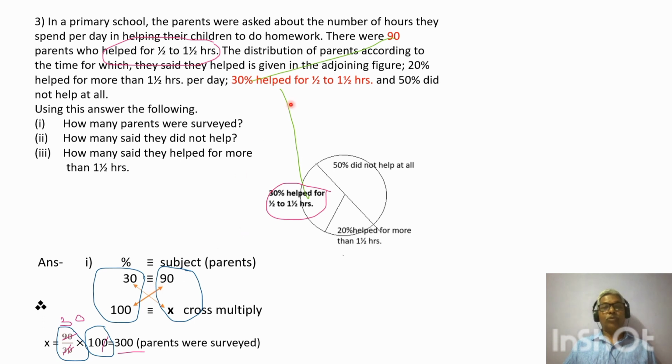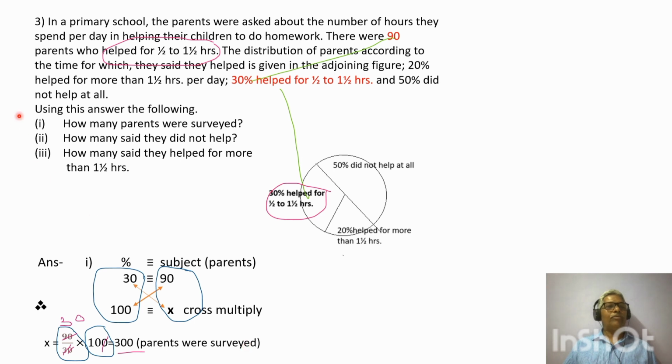30% corresponds to this 90. Okay, then we want a full 100%. The 100% corresponds to x. Okay, now cross multiply and you get 90 upon 30 into 100. So the 0 goes, and 3 into 30, so 30 into 10 is 300 parents. So total 300 parents were surveyed. Okay, this is the first answer.